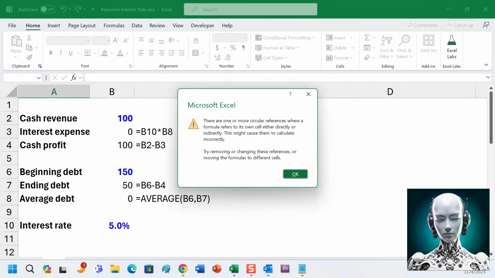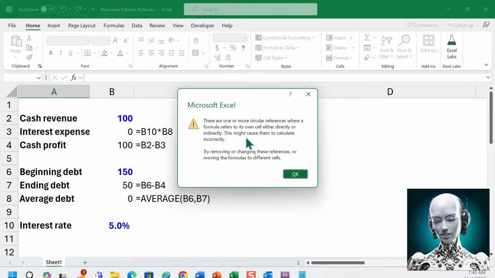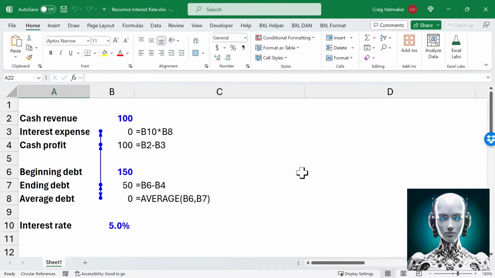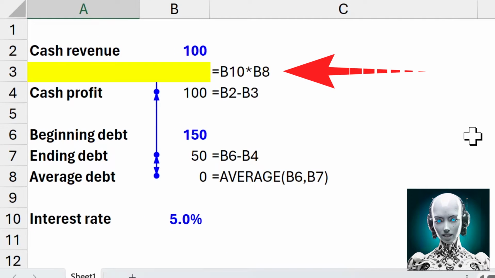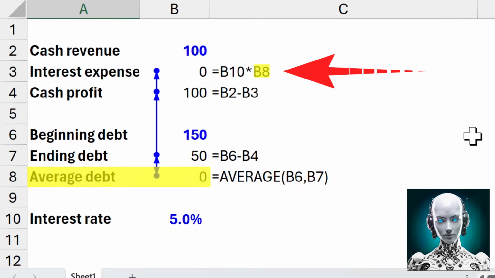This video presents a method for calculating circular formulas without enabling circular references in Excel, using Lambda. Here is a frequent financial modeling problem, calculating interest expense from average debt.